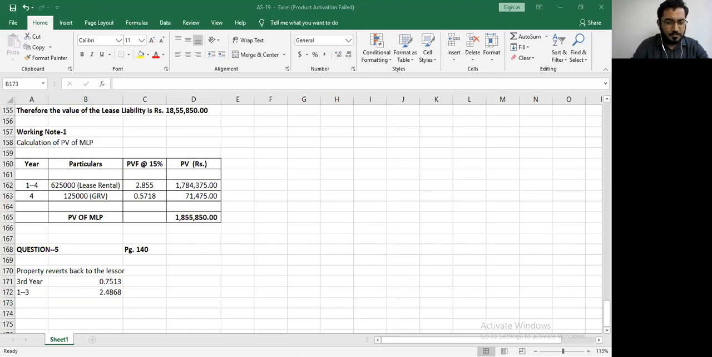In the question, what is our lease rent agreed? Look at the question carefully. Understand the question, read the question, and reply to me on the chat box. What is your lease rent agreed? So far we have done two questions, and in both questions the lease rent agreed was given to us. In this question, find it and tell me what the lease rent agreed is.